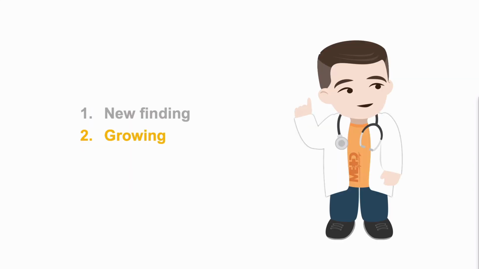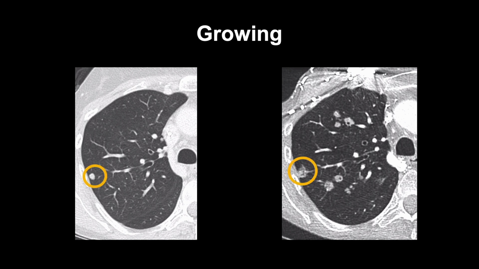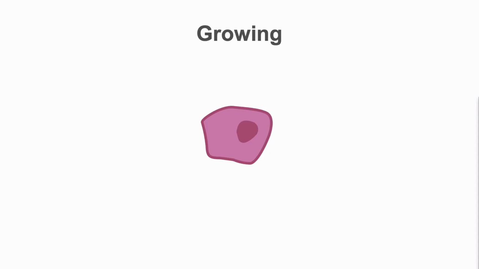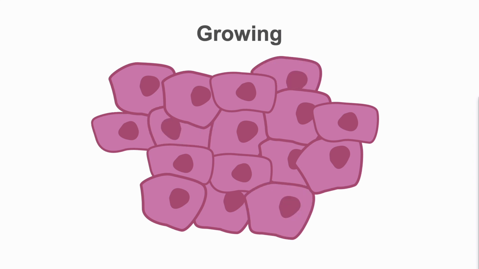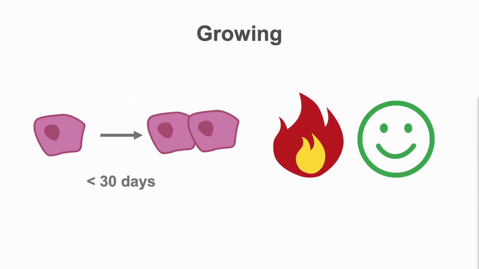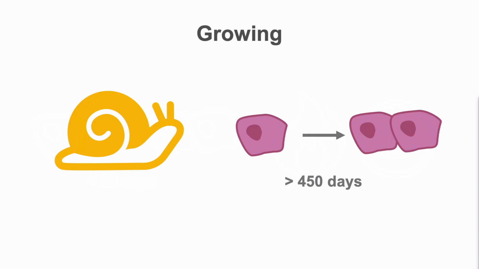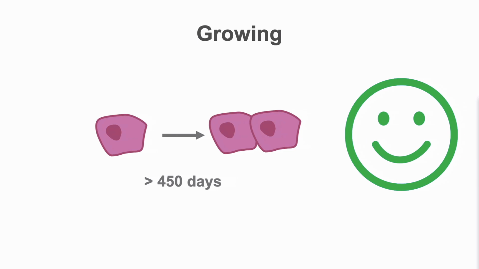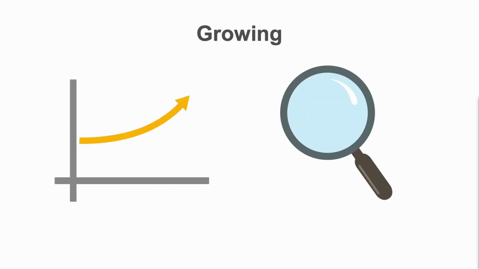The second concerning characteristic is if the lesion is growing. Growth itself doesn't always mean cancer. A very rapidly enlarging nodule, or mass that has a doubling time of less than 30 days, is most likely inflammatory and benign. A slow-growing nodule, or mass that has a doubling time of greater than 450 days, is also most likely benign. But if a lesion shows growth between these rates, particularly if the rate of growth increases over time, further evaluation is warranted.